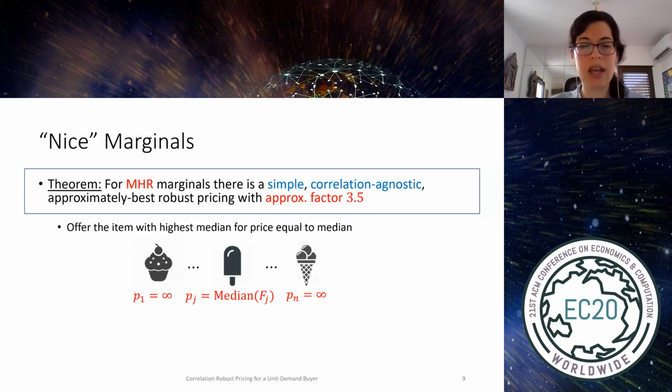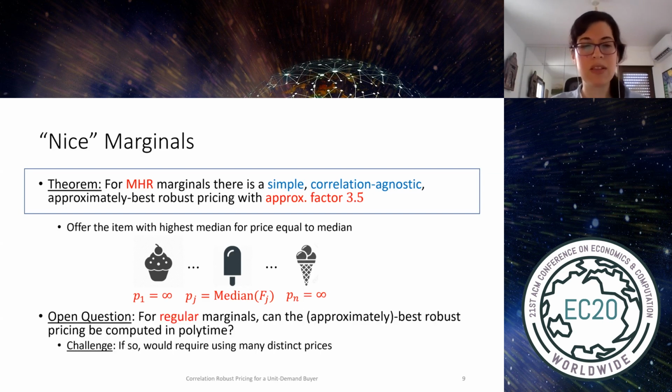And this begs the question, what about regular marginals? So we leave this as an open question, whether or not the best robust pricing or approximately best robust pricing can be computed in polynomial time. However, we do show that it's not going to be as simple as for MHR. Okay, so it would require using many distinct prices even to get a good approximation.